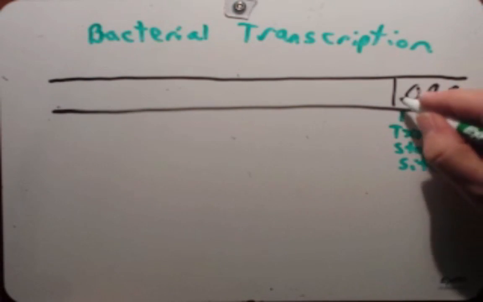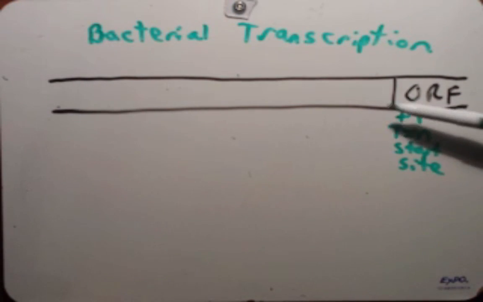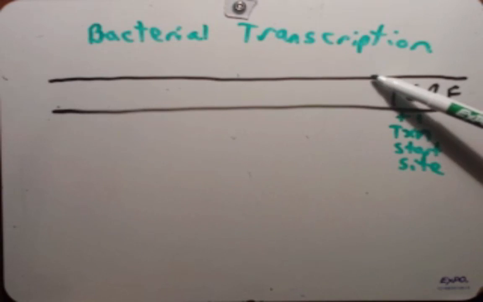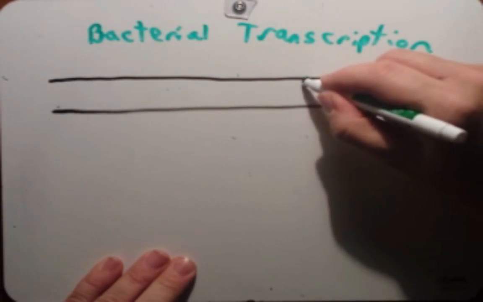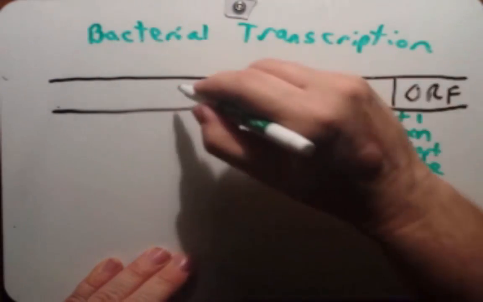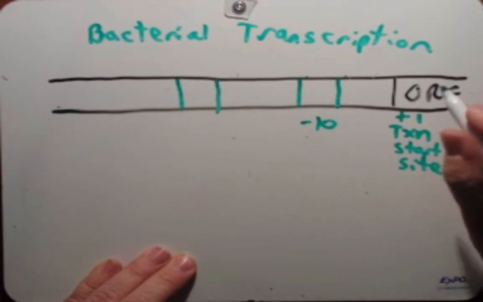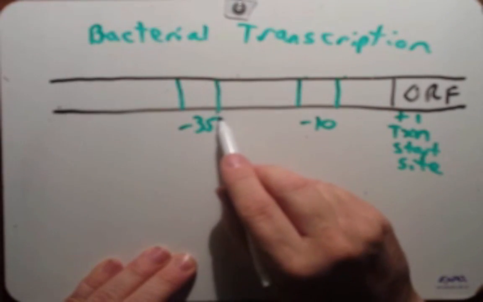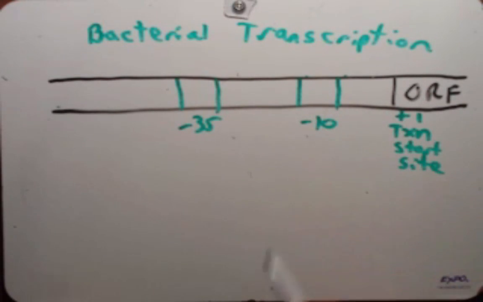And the very first base here, we always call this +1. Everything this way is downstream of the start. And we will label these bases as -1, -2, -3, -4, and all the way down. The promoter for bacteria has these two consensus sequences that are pretty important. The first one we call the -10 sequence. Not very imaginative, but that's what we call it. And then the next one is the -35, because it begins 35 bases from the start. This one begins 10 bases from the start.